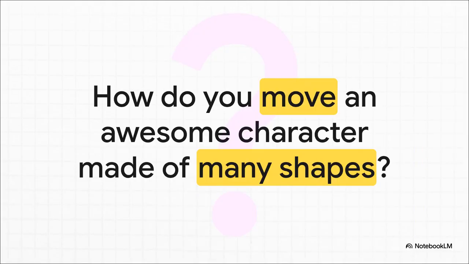So picture this. You've spent ages building this awesome character. It's got tons of shapes, circles, stars, polygons, the whole deal. It looks amazing. But now you want it to move. And trying to move each one of those pieces one by one, that would be a total nightmare, right? So how in the world do you get it all to move at once?